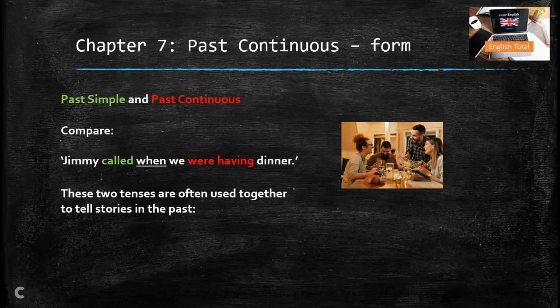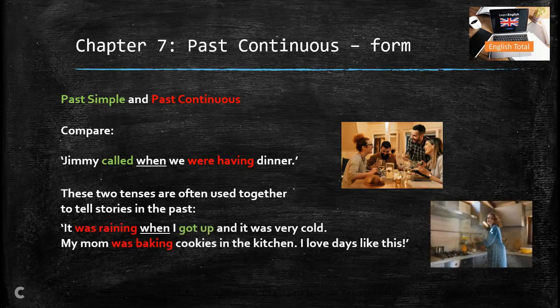Here's another example. It was raining when I got up and it was very cold. My mom was baking cookies in the kitchen. I love days like this. In this example, the sentence, "It was raining," which is the past continuous, establishes the context for all the other events that took place in this particular story.